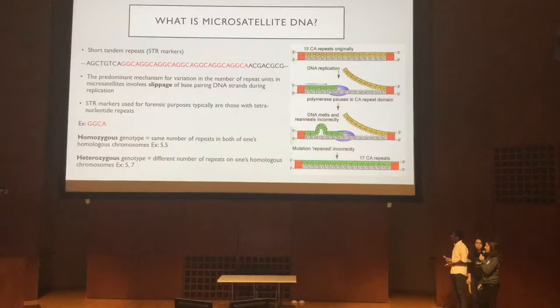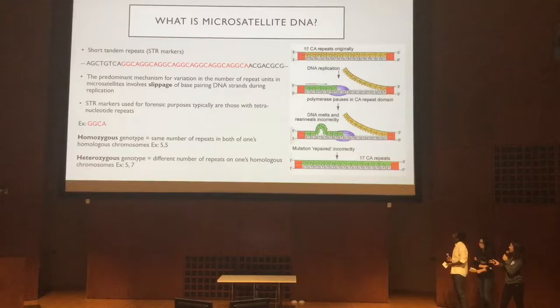And so what is microsatellite DNA? It's actually short tandem repeats, STR markers. As you can see in the strand that we're showing here above, it's a repeat of GGCA. And the predominant mechanism for variation in the number of repeat units is actually through the mechanism called slippage. And we actually have a very similar figure to this one in our book.